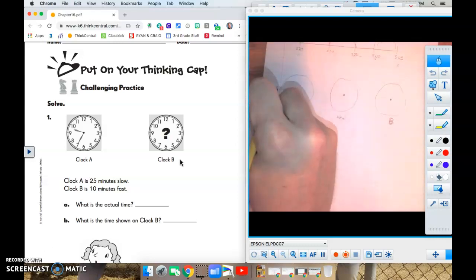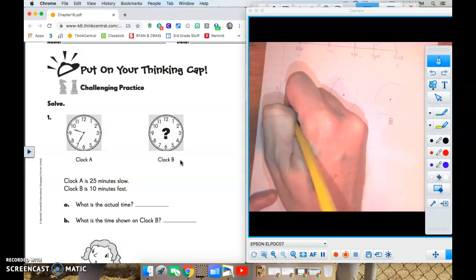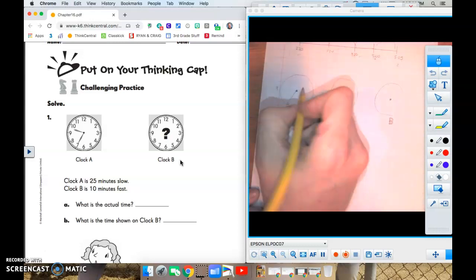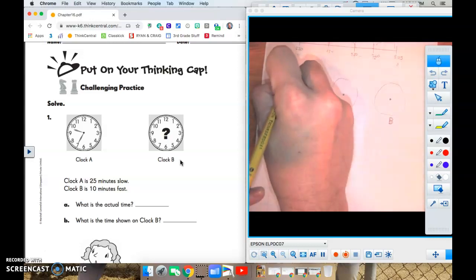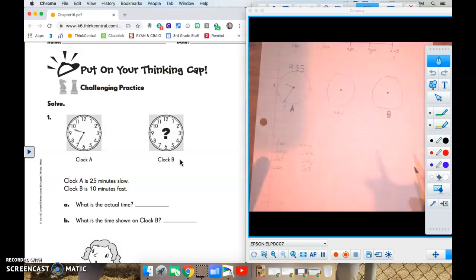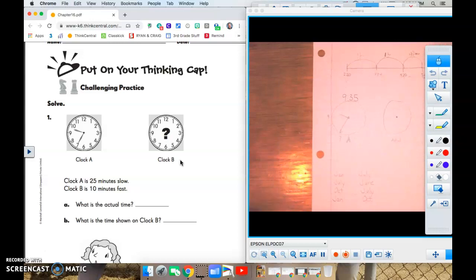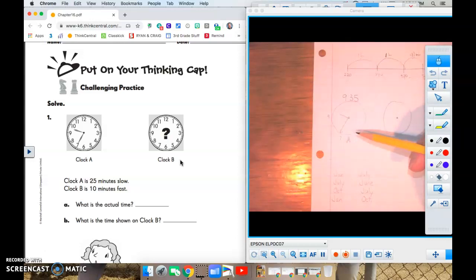This one says it's like 9, and there's the 7, so the minute hand's out here at the 7. Our hand is like here between the 9 and the 10. So the time here says 9:35. Okay? Now, the issue with 9:35 on this one is that clock A is 25 minutes slow. So if it's slow, that means that the time is actually ahead of where the clock shows. So we need to jump up 25 minutes.